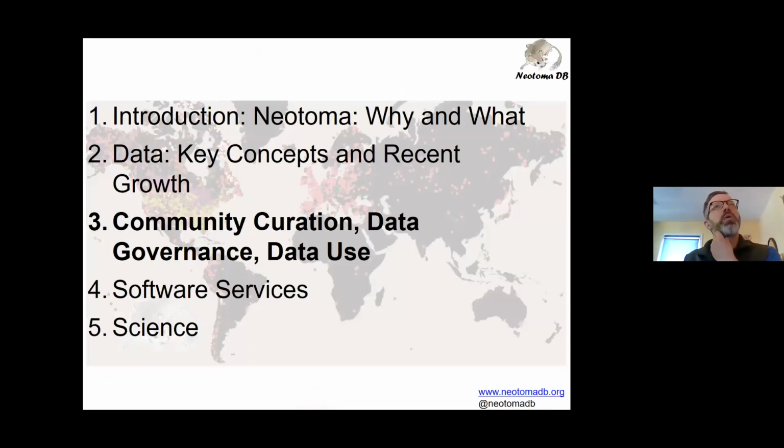Okay, so that's a summary of some of the key data concepts and growth. Then I think for this community, it's really important for people who are involved in PAGES to think about how you have an international coordinating body, given many different kinds of research and many different countries and people involved. For Neotoma, how do you build a community international multi-proxy data resource? And so here are some of the key elements of that.